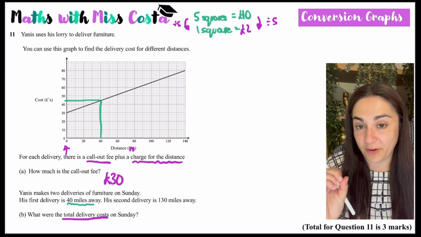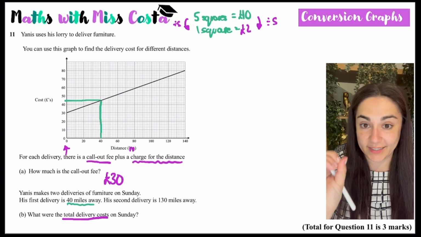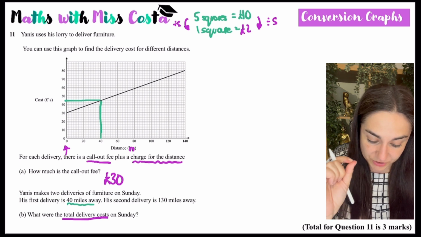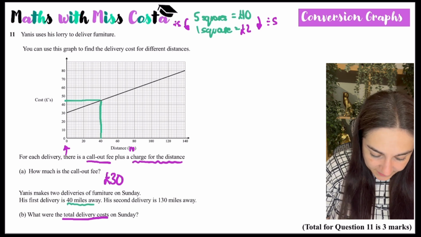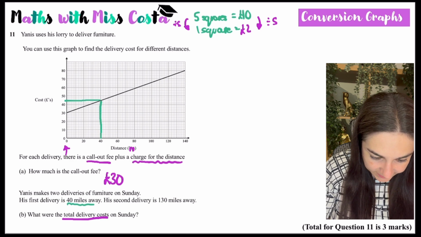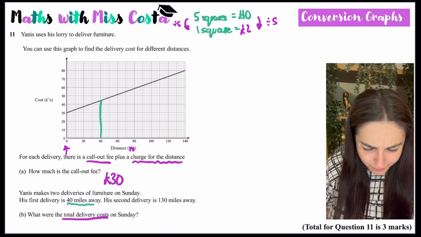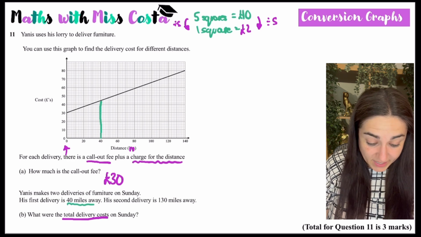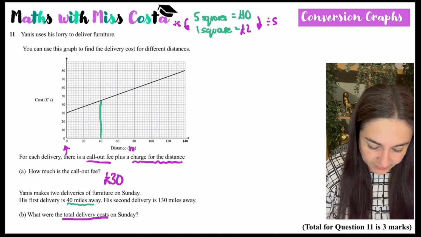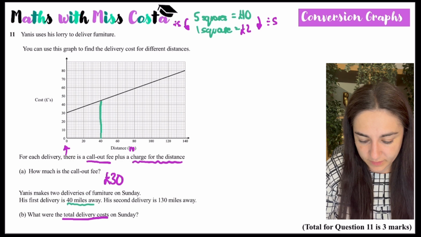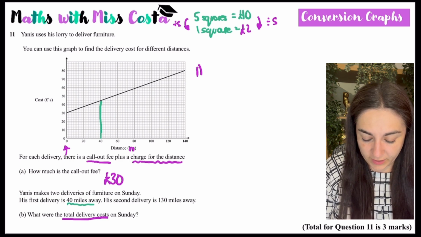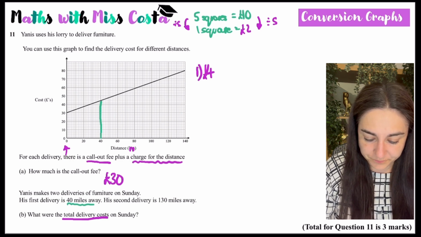So it's also very important that you use your scale, your axes, and figure out how much each little square is worth. So in this case, it is 2 squares up. It's a very small graph on my screen. So that would be £42. So delivery 1 is 40 miles, he got charged £42.